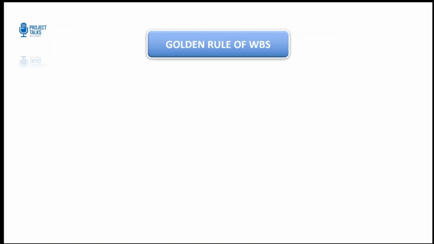All right. Now that you have seen how the WBS looks like, let's talk about the golden rule that makes it truly effective. Rule number one, the 100% rule. Every level of decomposition must represent 100% of the work in that level. Nothing less, nothing more. In simple terms, if it is not in WBS, it's not part of your project.